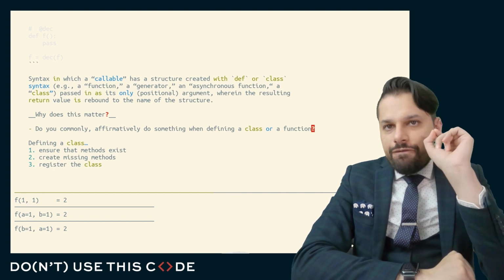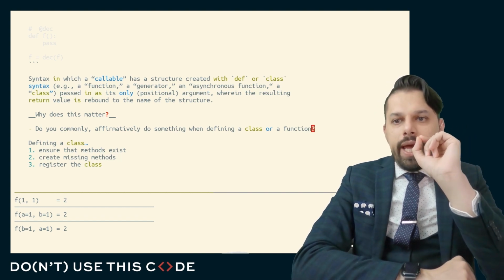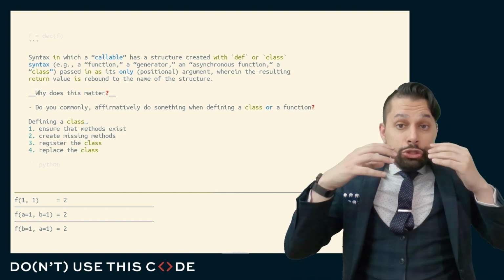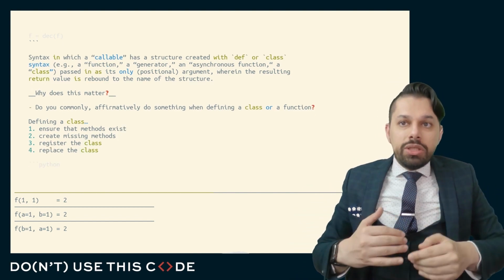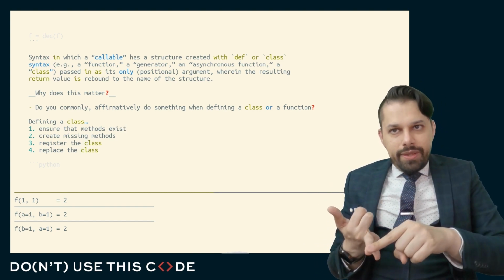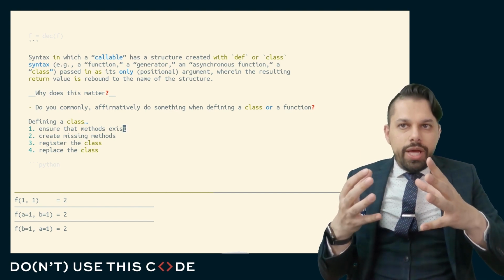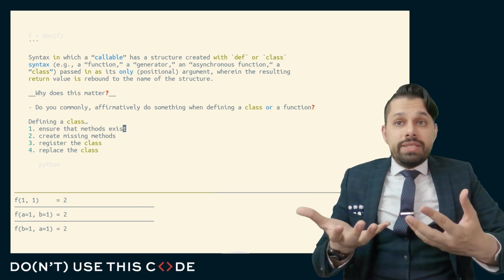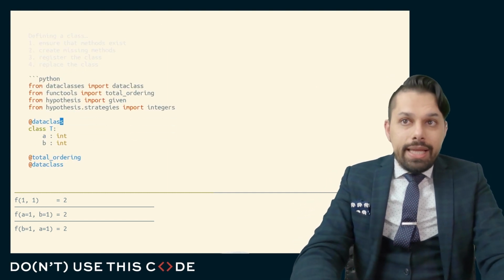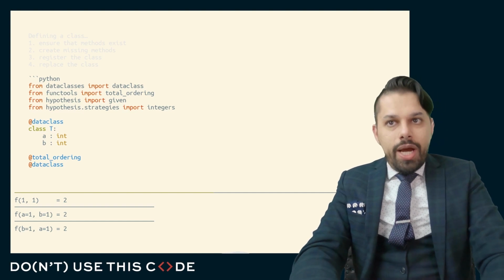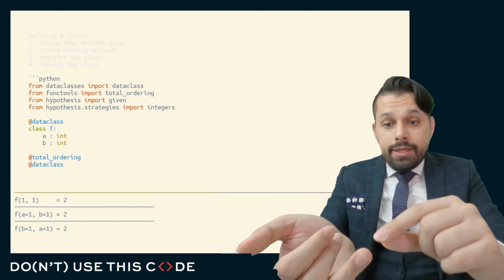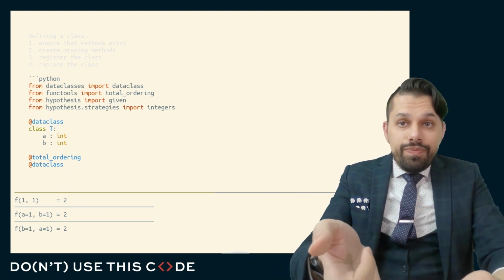Do you commonly affirmatively do something when defining a class or a function in your code? In other words, when you define a class, do you choose as an explicit action to ensure that methods exist? Do you choose as an explicit action to create missing methods? Do you choose as an explicit action to register that class? Do you choose as an explicit action to replace that class? That's a class decorator. In other words, if you look at the dataclass decorator, it wraps around something defined with class, i.e. a class, and it ensures that methods exist, like init, like EQ, like the repr.